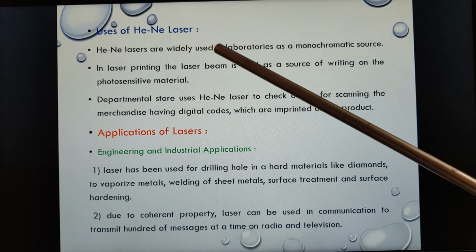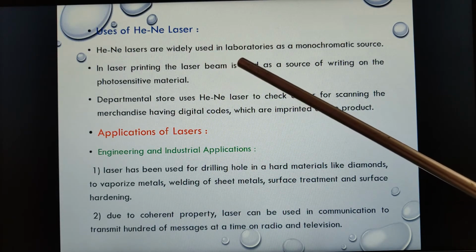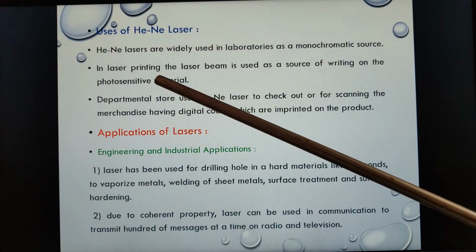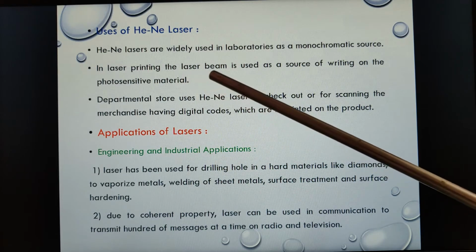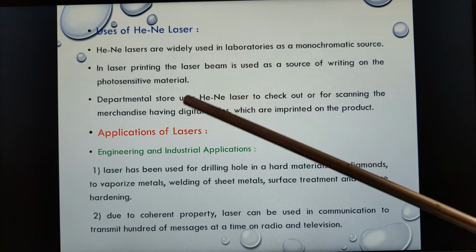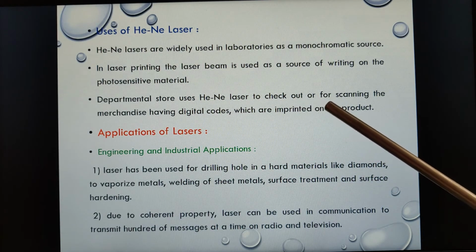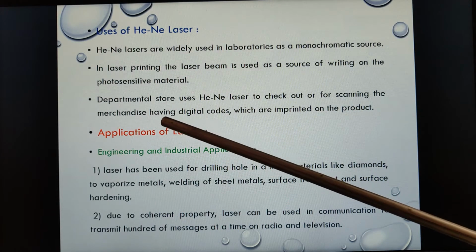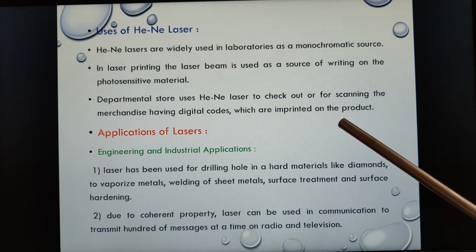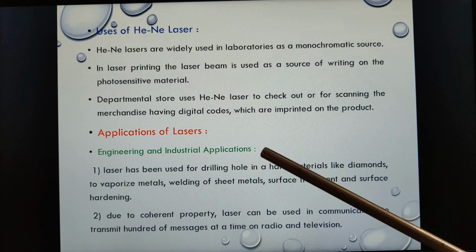Then we see the uses of the helium neon laser. Helium neon lasers are widely used in laboratories as a monochromatic source. In laser printing, the laser beam is used as a source for writing on the photosensitive material. Departmental stores use the helium neon laser for scanning merchandise having digital codes imprinted on the product. Then we see the applications of lasers.